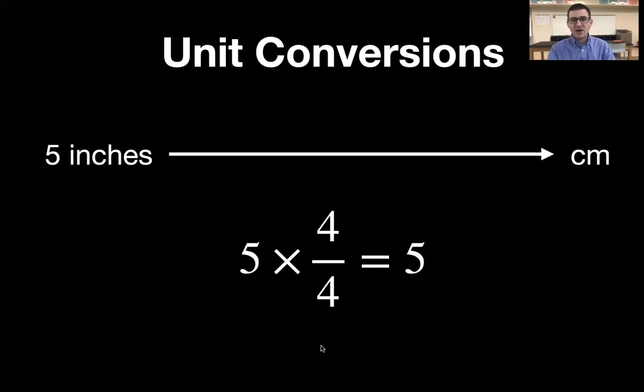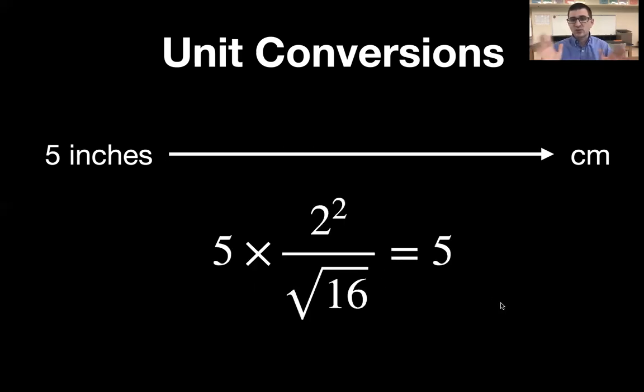We haven't changed the 5 at all by multiplying by a 1, even if that 1 looks a little bit more complicated. And the 1 could look really crazy, like 2 squared divided by the square root of 16. If that's still 1, we could do all the math all the way through and still realize that we haven't changed the number 5 at all. So what does that have to do with dimensional analysis and unit conversions?